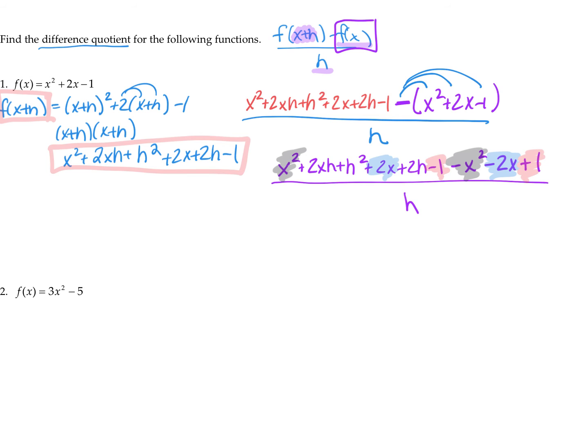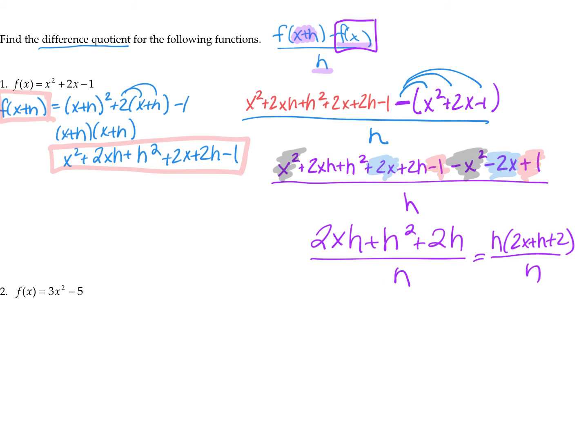And then it looks like I'm just going to have 2xh plus h squared plus 2h all over h left. Now, I can factor out an h in the top as a GCF, which means my h's will simplify. So my final answer would just be 2x plus h plus 2.